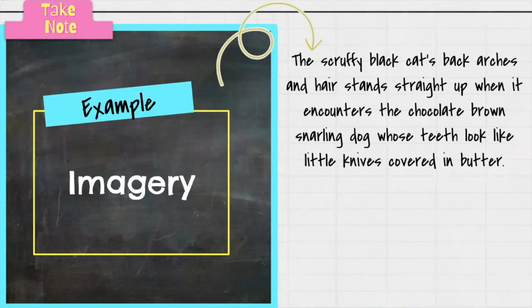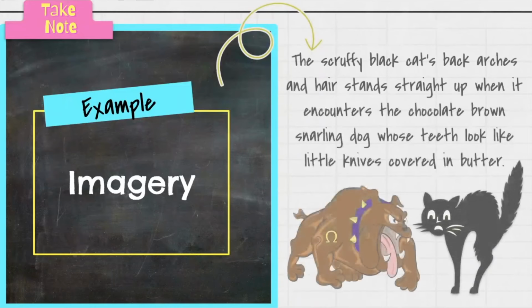So an example, the scruffy black cat's back arches and hair stands straight up when it encounters the chocolate brown snarling dog whose teeth look like little knives covered in butter. Wow, what a great image. I don't even have to put a picture here, because you can take all of those words and create an image in your head.